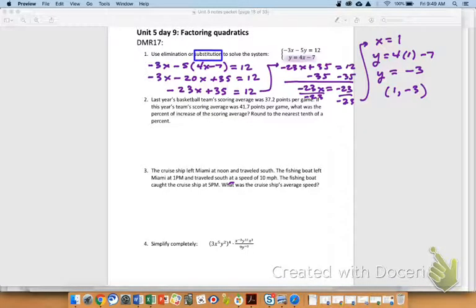Okay, hope that went well for you. I think it's pretty clearly shown there with the steps. If you didn't get it, feel free to rewind the video and watch it again. Moving on to number 2.